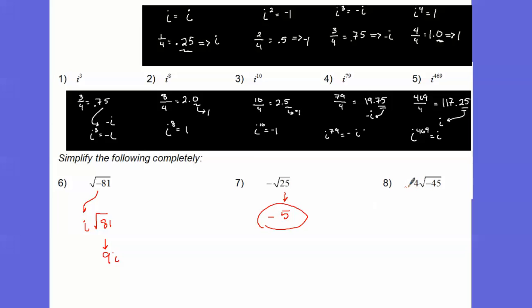In this case, there is a 4 out front, so I know that the i needs to come out. I will have 4i multiplied by the square root of 45. Now I do know that 45 comes apart into the square root of 9 and the square root of 5. The square root of 9 is simplifiable, so this is going to become 3 times 4i square root of 5. The 3 can multiply with the 4 to give us a final result of 12i square root of 5.